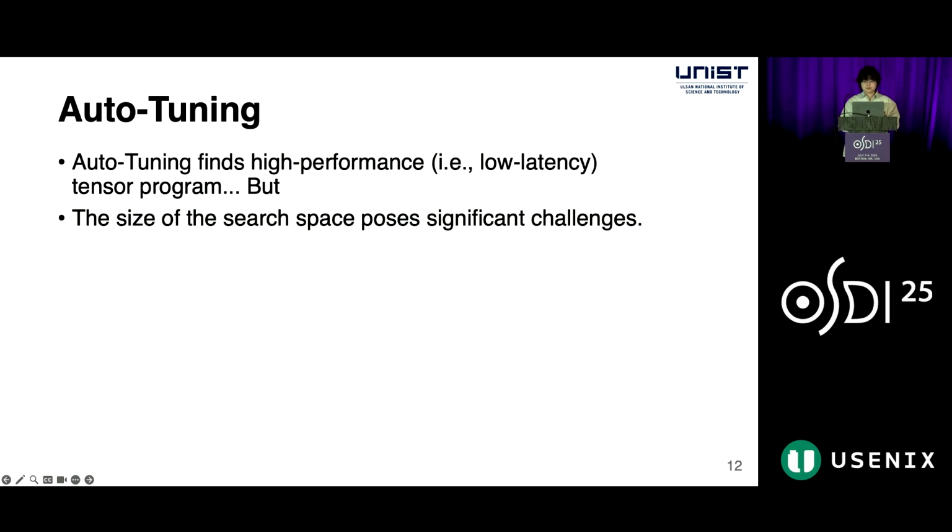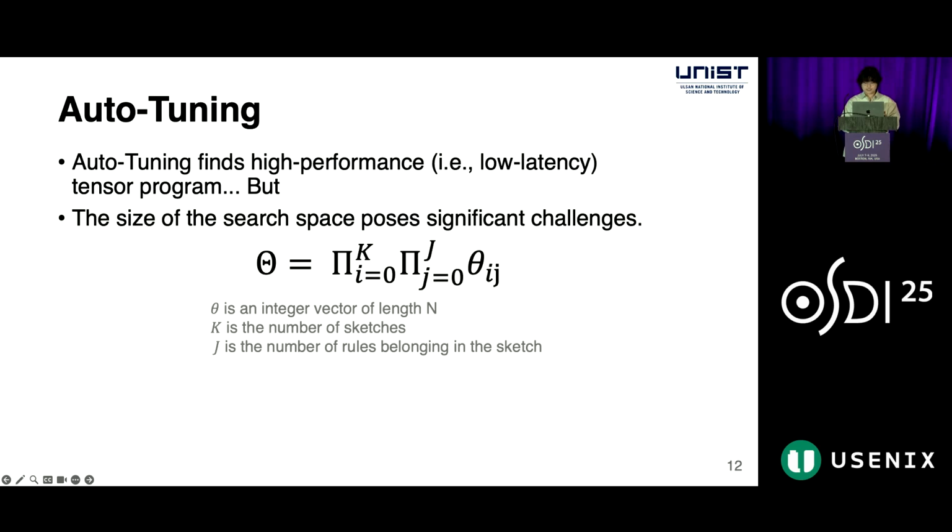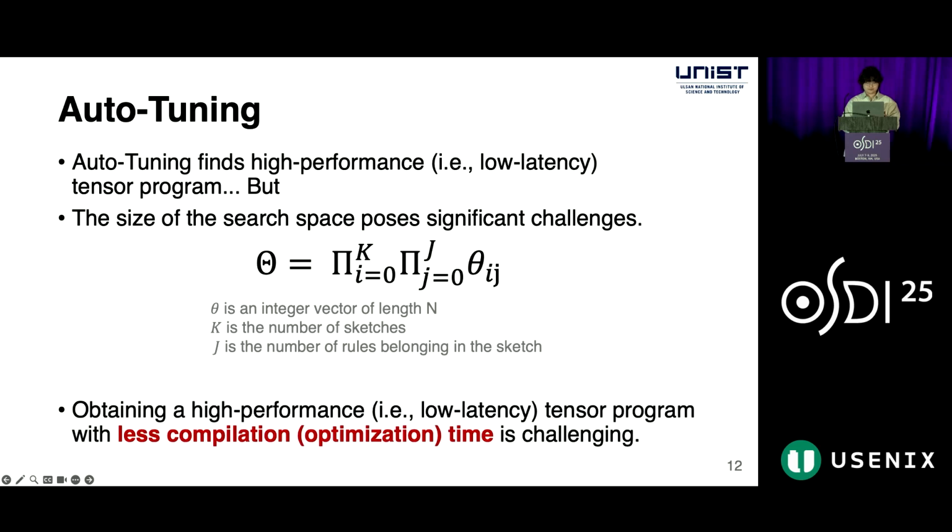But the vast search space hinders an efficient search process. For example, the parameter search space defined by a sketch, let's call it capital Theta, is made up of all possible combinations of parameters for each rule in the sketch. In other words, it's the product of the parameters for each rule in the sketch. This makes it more challenging to achieve a high-performance tensor program within the constrained compilation time.